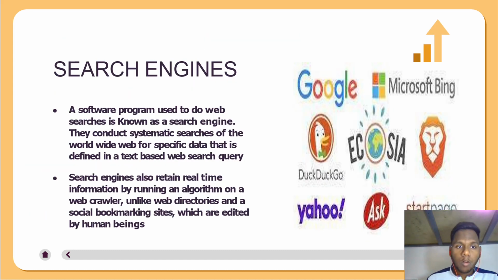Now coming to the main topic about search engines. A software program used to do web searches is known as a search engine. They conduct systematic searches of the World Wide Web for specific data that is defined in a text-based web search query. Search engines also retain real-time information by running an algorithm on a web crawler, unlike web directories and social bookmarking sites, which are edited by human beings. Some examples of search engines are Google, Microsoft Bing, Brave, Yahoo, etc.